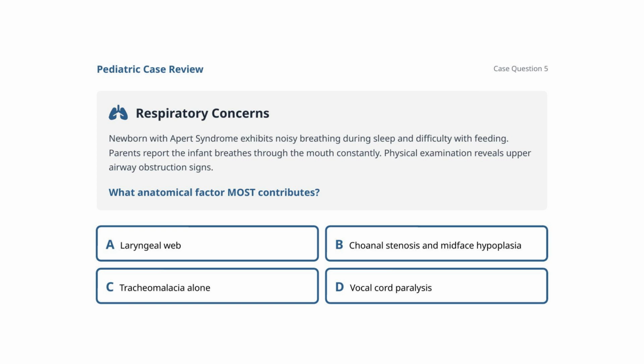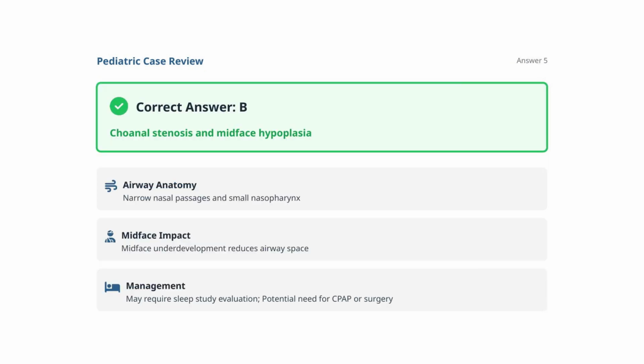Option A, laryngeal web. Option B, choanal stenosis and mid-face hypoplasia. Option C, tracheomalacia alone. Option D, vocal cord paralysis. The correct answer is B, choanal stenosis and mid-face hypoplasia.